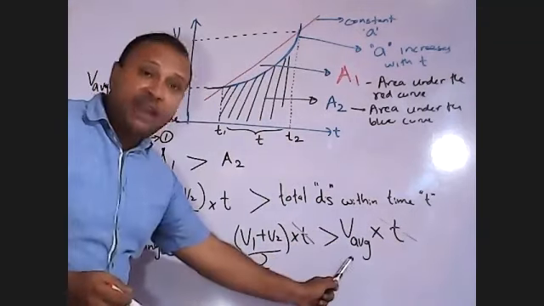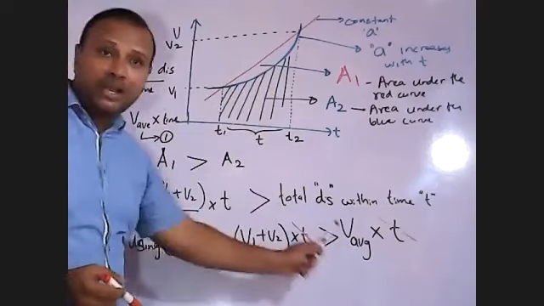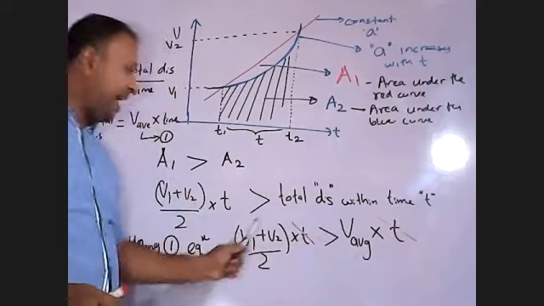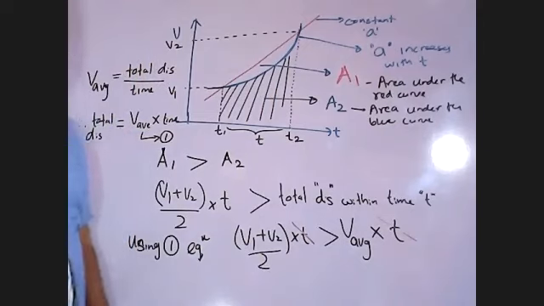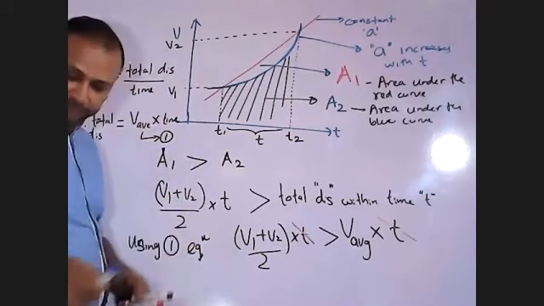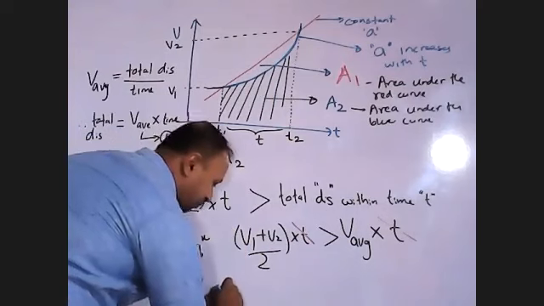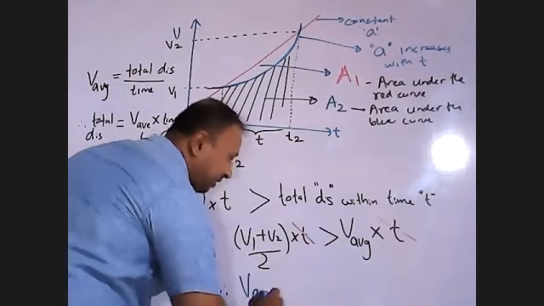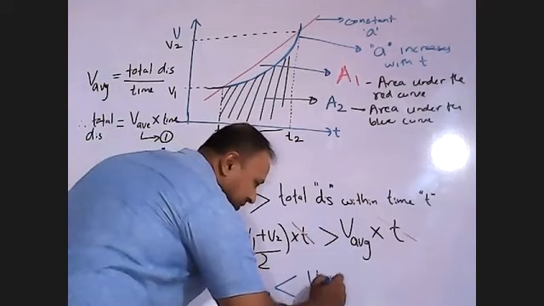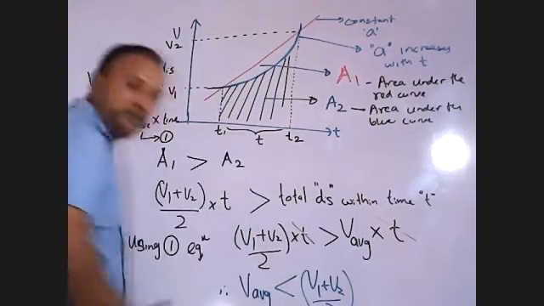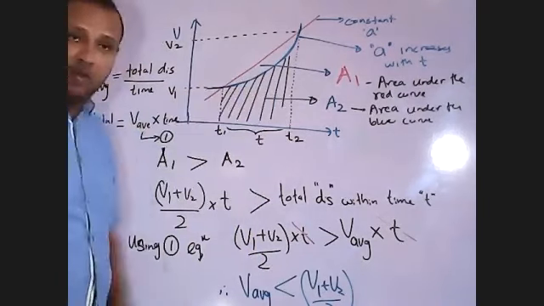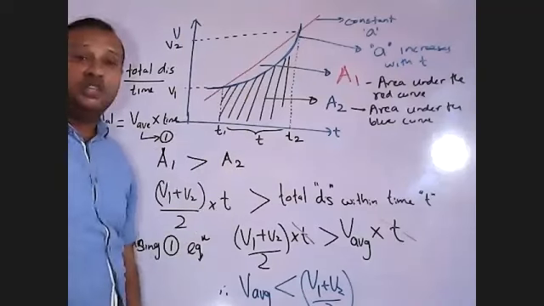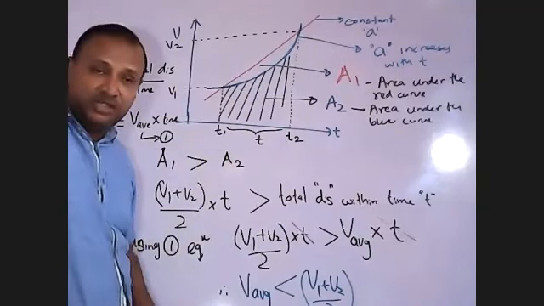So the V average, the average velocity in the blue color one, is lesser than the average velocity of the red color one. Did you get my point? Therefore, V average is lesser than (V1 plus V2) over 2. So the average velocity in the blue color one is lesser than in the red color one. Red color one means it is a constant acceleration condition.